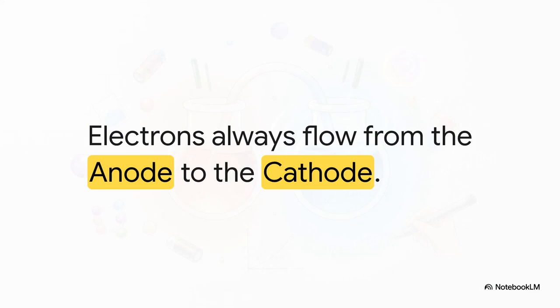If you guessed from anode to cathode, you hit the nail on the head. Electrons will always flow from the anode over to the cathode through the external circuit. Because the anode is actively losing those electrons, they travel straight through the wire right over to the cathode, which is just waiting there to gain them. This continuous flow of electrons is exactly what creates an electrical current, and the potential difference between these two electrodes, well, that gives us our standard cell potential.